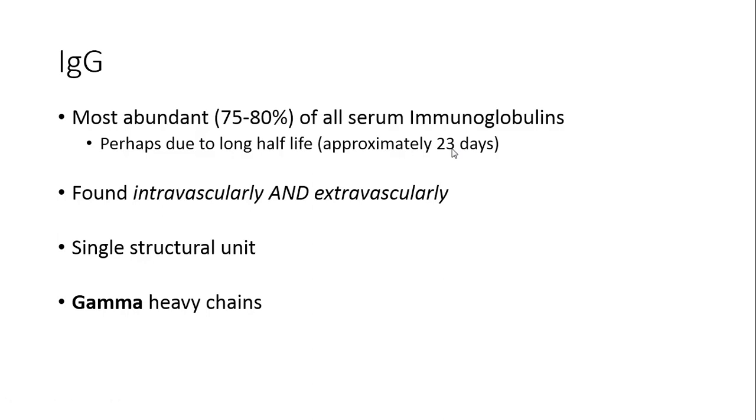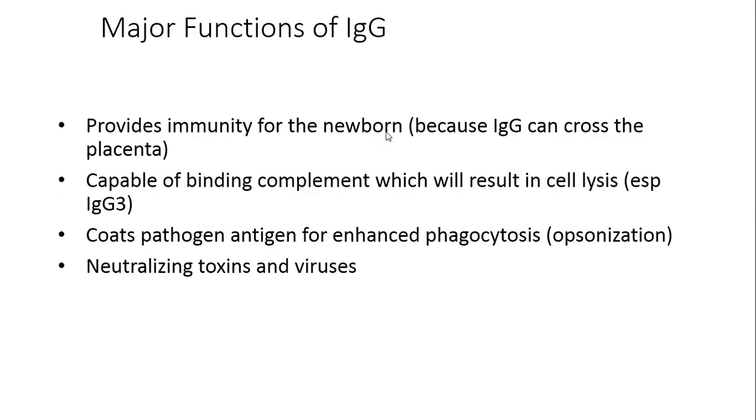So all of that together, the fact that it's the primary immunoglobulin of what we call the secondary immune response, or the second time we see an antigen, that memory response, combined with the fact that you can find it intra and extravascularly, and it's got a nice long half-life, all those three things combine to make it a very abundant immunoglobulin of the immune system.